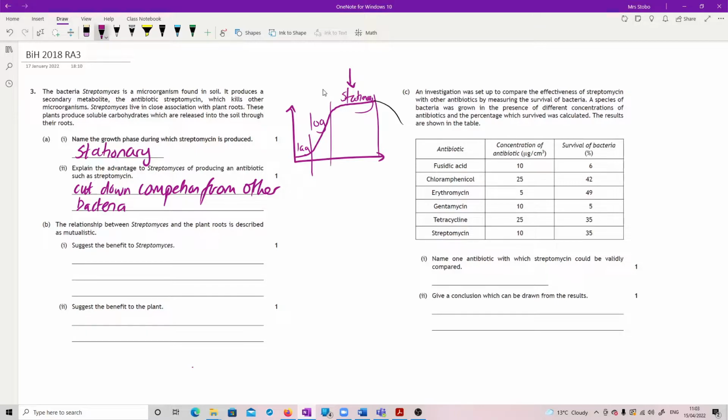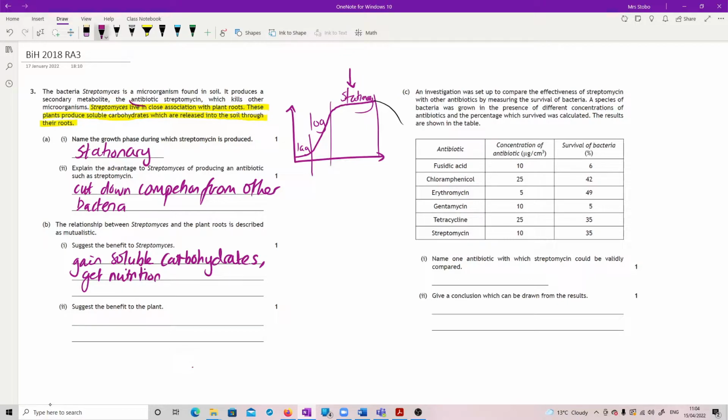Okay, the relationship between Streptomyces and the plant roots is described as mutualistic. Suggest the benefit to Streptomyces. Now, you really do need to look at the question properly for this one. It says that they live in close association with plant roots. These plants produce soluble carbohydrates which are released into the soil through their roots. So that's what you're looking for. The benefit to Streptomyces is that they gain soluble carbohydrates. So basically, they get food, get nutrition from that.